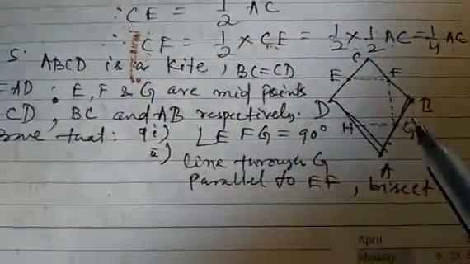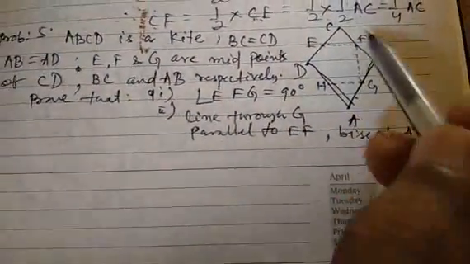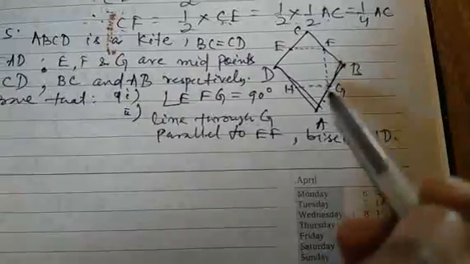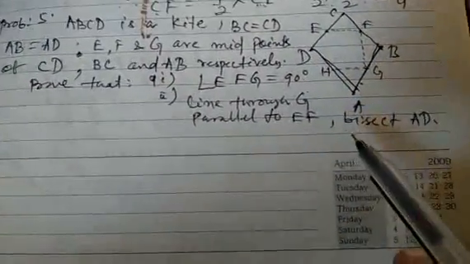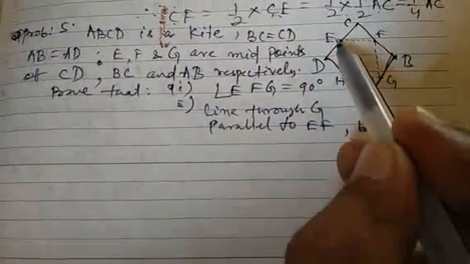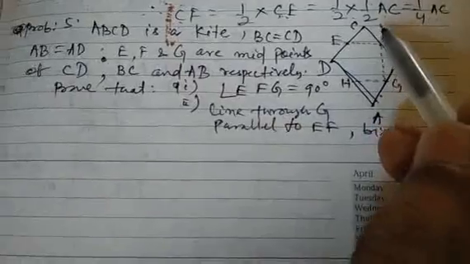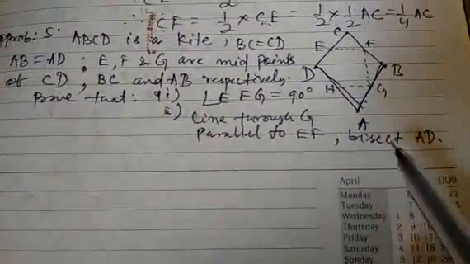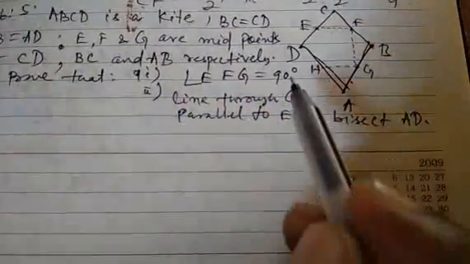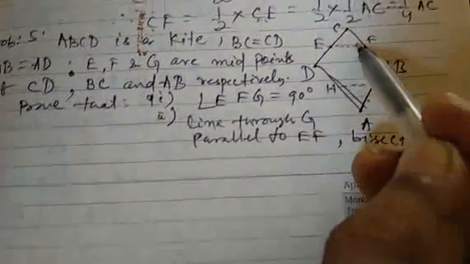Another problem, ABCD as shown in the figure is a kite. BC is equal to CD. These two are equal. And this is equal to this. As you know, the kite of adjacent sides are equal. E, F, G are the midpoints of the side CD, CB and AB respectively. Prove that angle EFG is a right angle. EFG, this is 90 degree, you have to prove.